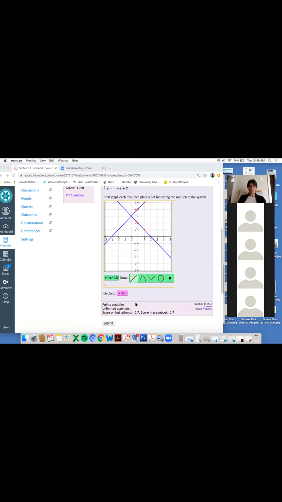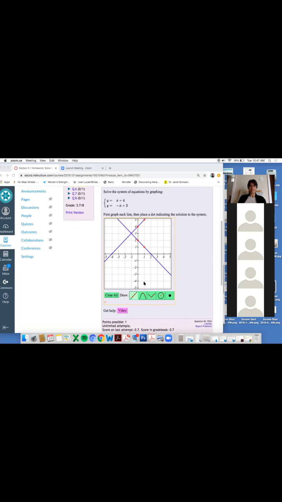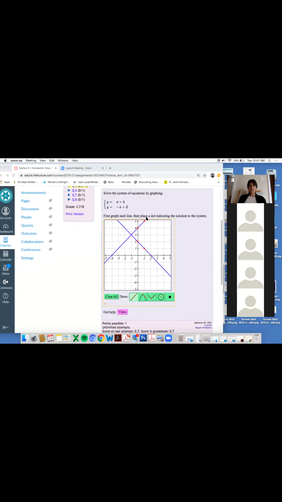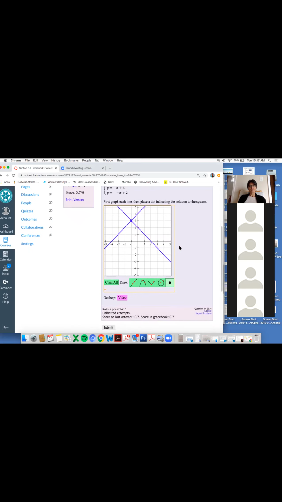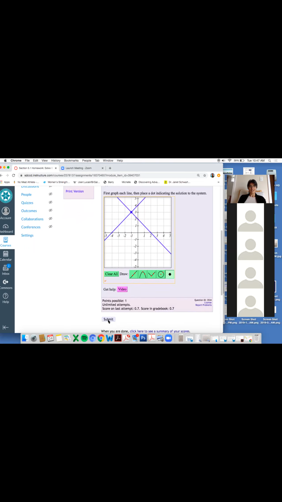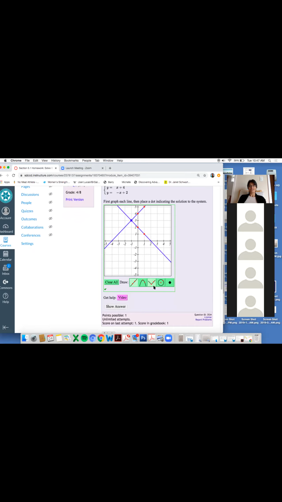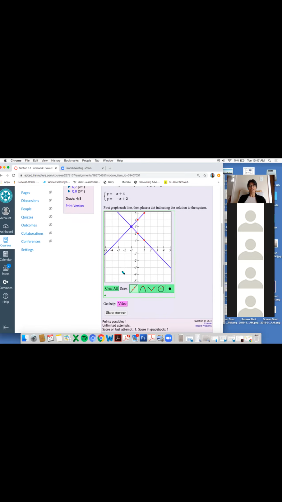It didn't give me full credit. It gave me a score of 0.7 because it said place a dot indicating the solution to the system. So I need to go to my tools and choose the dot. Then put a dot here. So here's where the solution is. Now when I submit it, it marks it all correct. So I guess orange means you got partially right and green is when you got fully right.